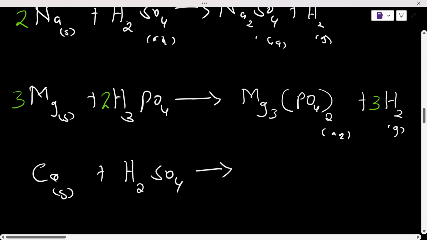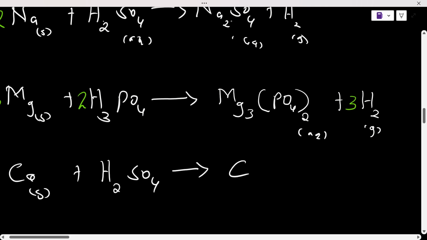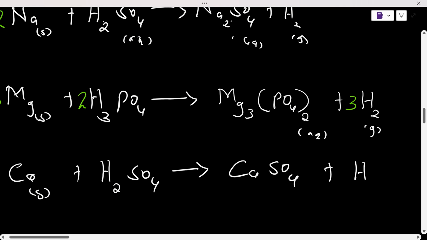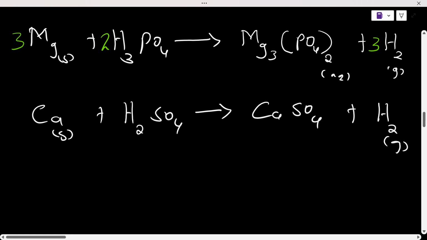What will happen? I'm going to have calcium sulfate, both are in group 2. Sulfate has a 2 minus, calcium has a 2 plus, plus hydrogen gas. So if you check very well, this one is properly balanced. When it is properly balanced, you don't really need to worry about it. Your work is just to finish the reaction and see.